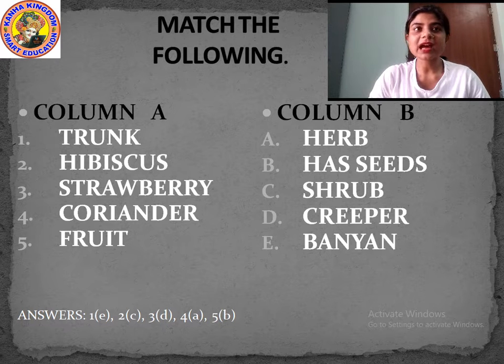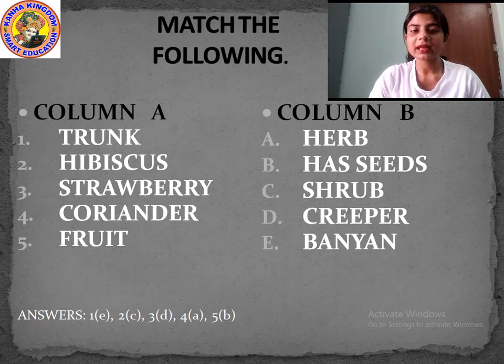Okay. So what is the answer of trunk? Trunk, it is E, banyan. You will match trunk with banyan, B-A-N-Y-A-N. Number 1 with number E. Okay, trunk with banyan. Then hibiscus, H-I-B-I-C-U-S. Hibiscus with shrub, S-H-R-U-B. Hibiscus is a shrub, S-H-R-U-B. 2 with C. Okay.